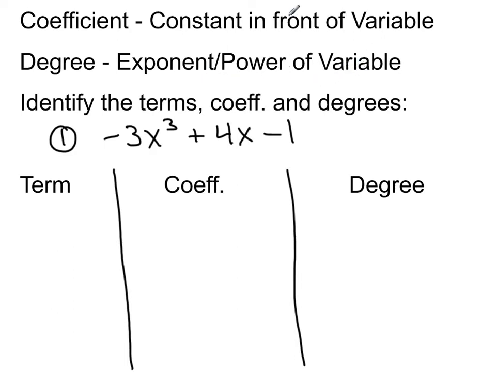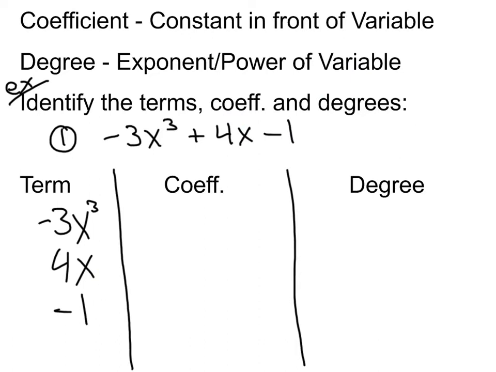And to make these definitions go home more, we'll start off with a nice example where we're going to identify the terms, the coefficients, and the degrees of this polynomial. So terms are broken up by plus signs. So our first term is negative 3x cubed. The next term is 4x. It's positive because we have plus. And then the last term is negative 1.